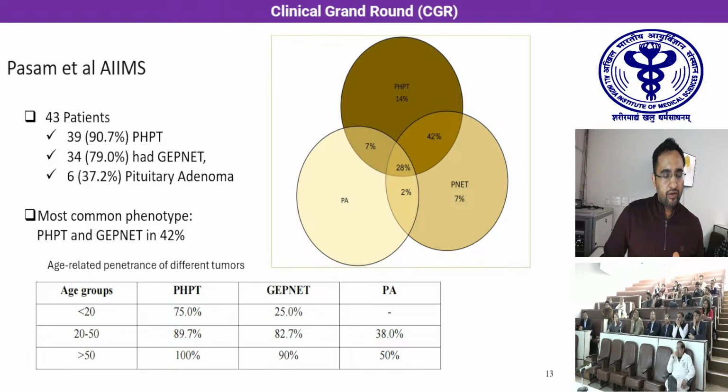Coming to the data from AIIMS, among 43 MEN 1 associated patients, 90% of the patients have primary hyperparathyroidism, 79% of patients have gastrointestinal pancreatic neuroendocrine tumor, and 37% of the patients have pituitary adenoma. And the most common phenotype seen was the combined co-occurrence of primary hyperparathyroidism with gastrointestinal pancreatic neuroendocrine tumor, seen in around 42% of the patients of MEN 1.